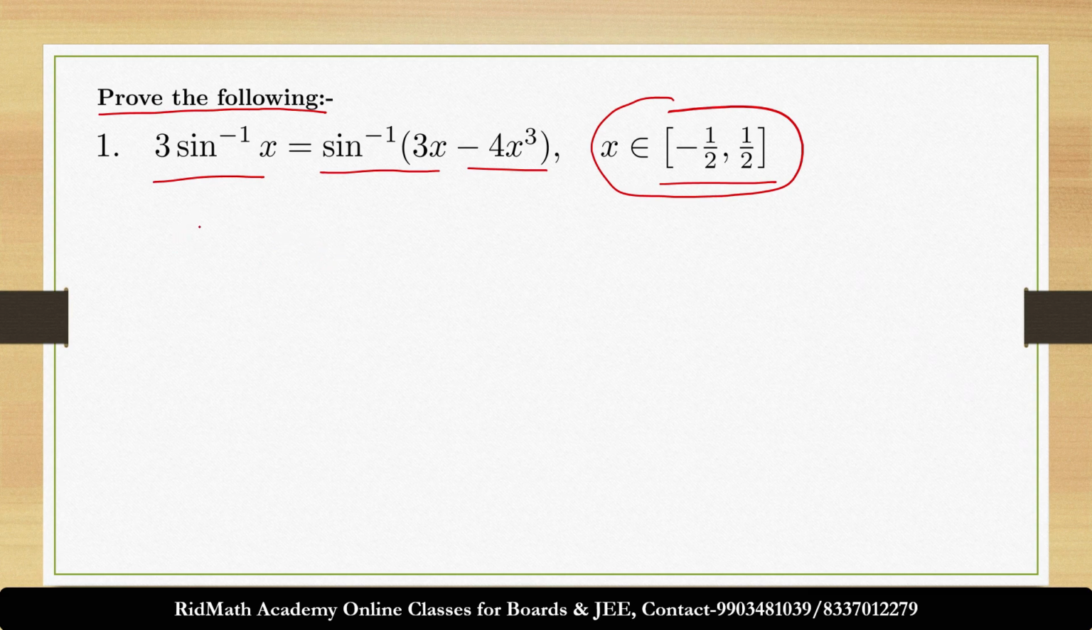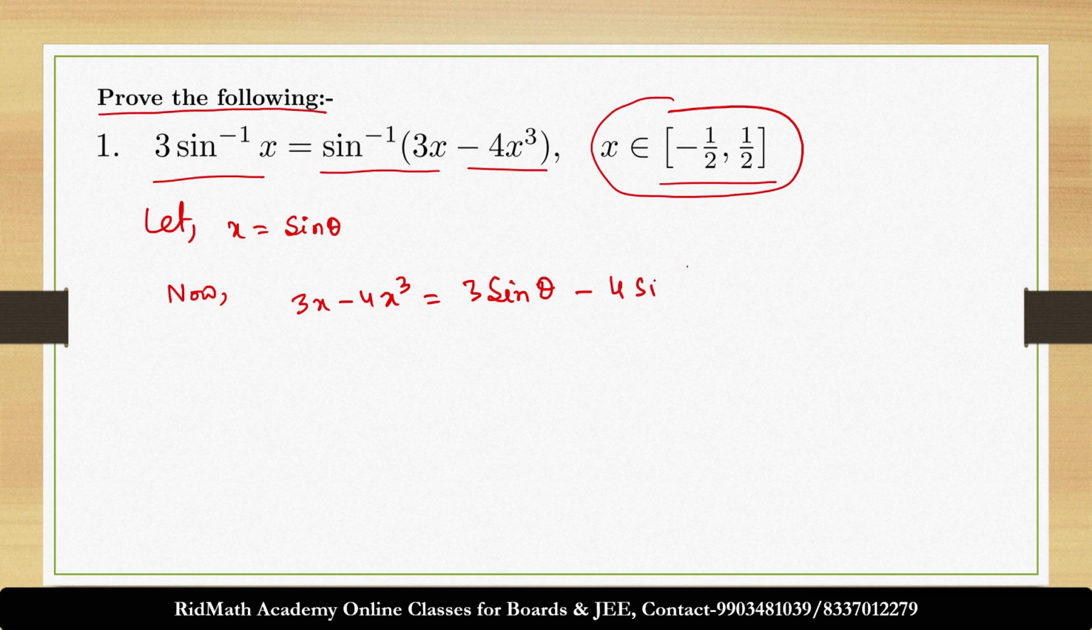So now let x equal to sin theta. Now 3x minus 4x cube equal to what? 3 sin theta minus 4 sin cube theta, and we already know that 3 sin theta minus 4 sin cube theta is equal to sin 3 theta. So here we have assumed that x equal to sin theta, that means theta equal to sin inverse x.